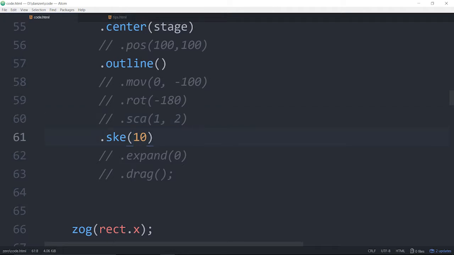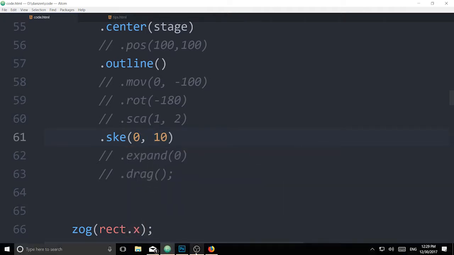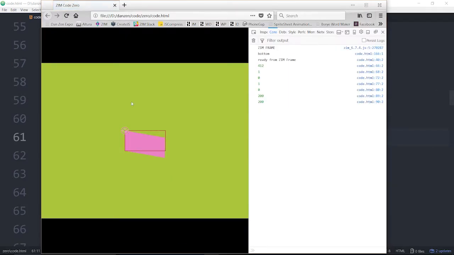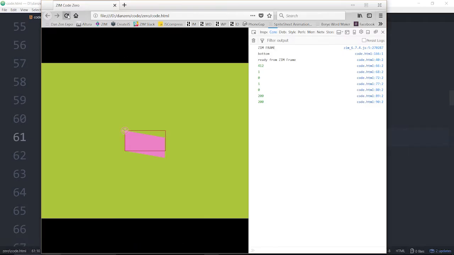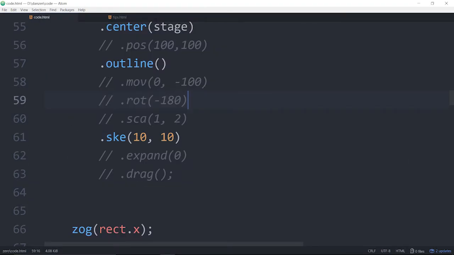But we can. If we wanted to skew only in the y, then we would pass in a zero skew or null, but zero is easier. Zero skew in the x, and then a skew of 10 in the y. All right, if we did want to do both, there's 10 in both, and this is what it looks like. So it basically just rotated, I guess, if it's an equal amount. Okay, let's just leave a skew of 10 there.